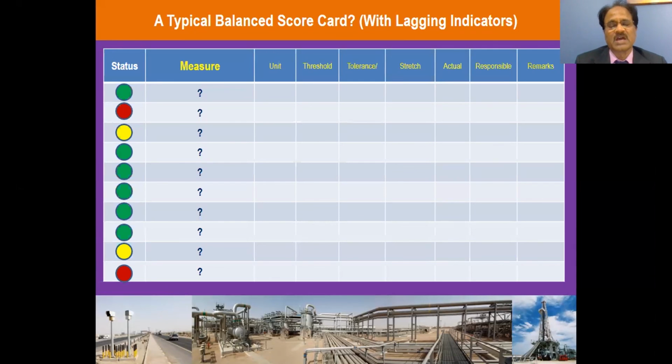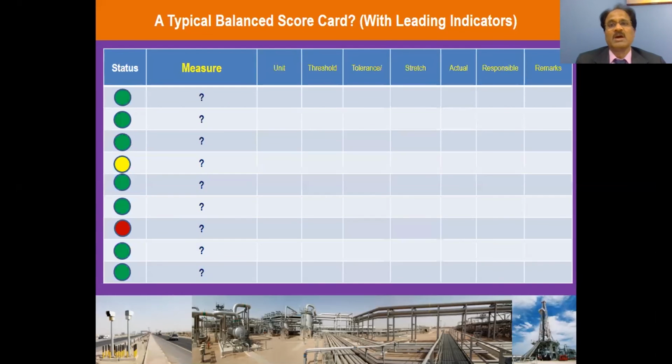So this is how a typical balanced scorecard will be. Normally, at the bottom of the balanced scorecard, the signatures will be there, and once they commit and sign, nobody can change it, and you have to achieve those things. So this is how the balanced scorecard looks.